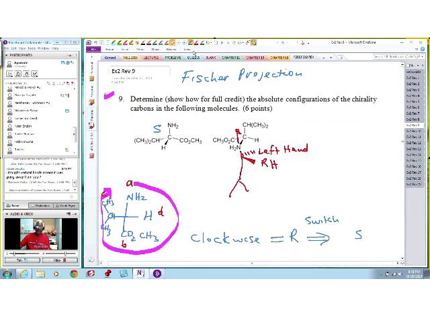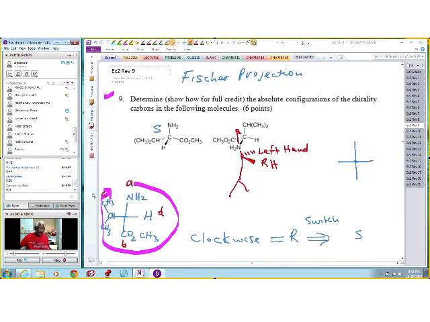So therefore, I will ask you, this carbon here, this is this carbon right here. What group will be on my right? NH2, very good. The amino group, NH2. Therefore, on my left will be your ester group.